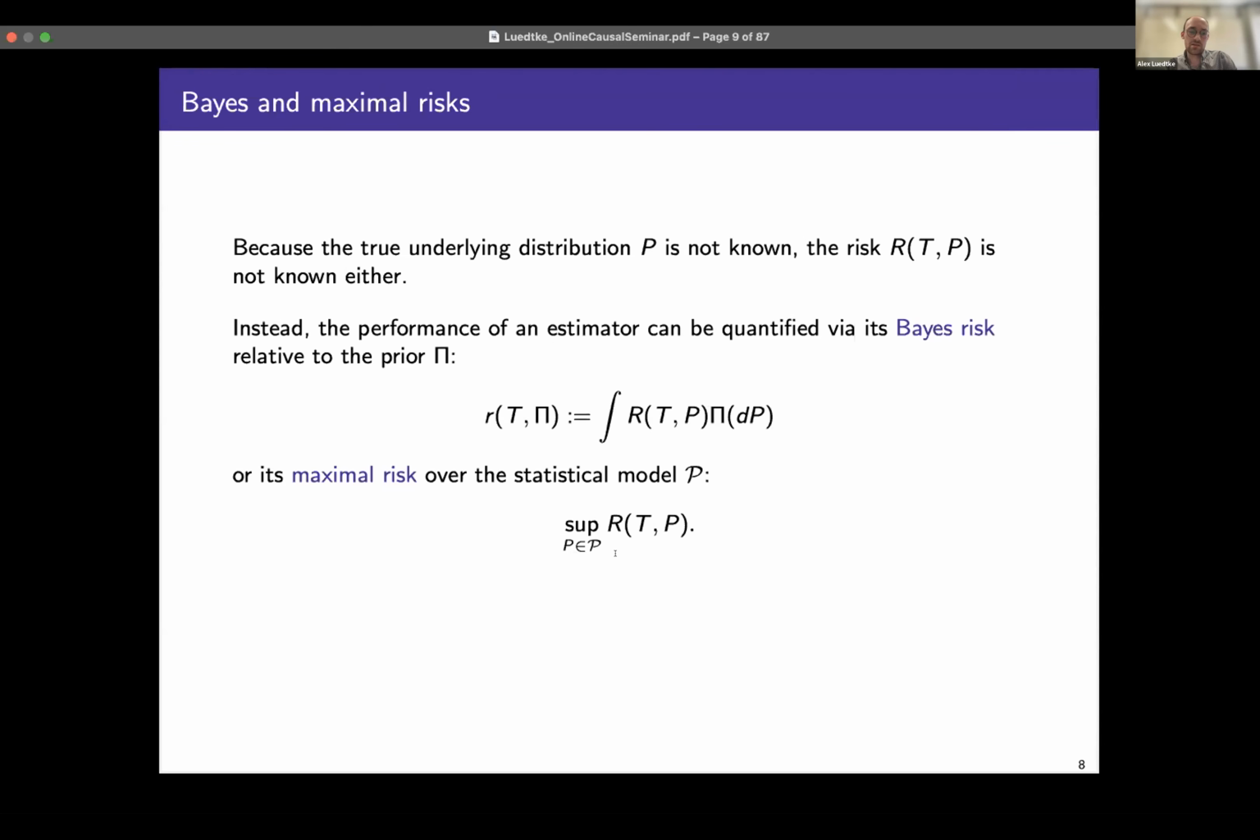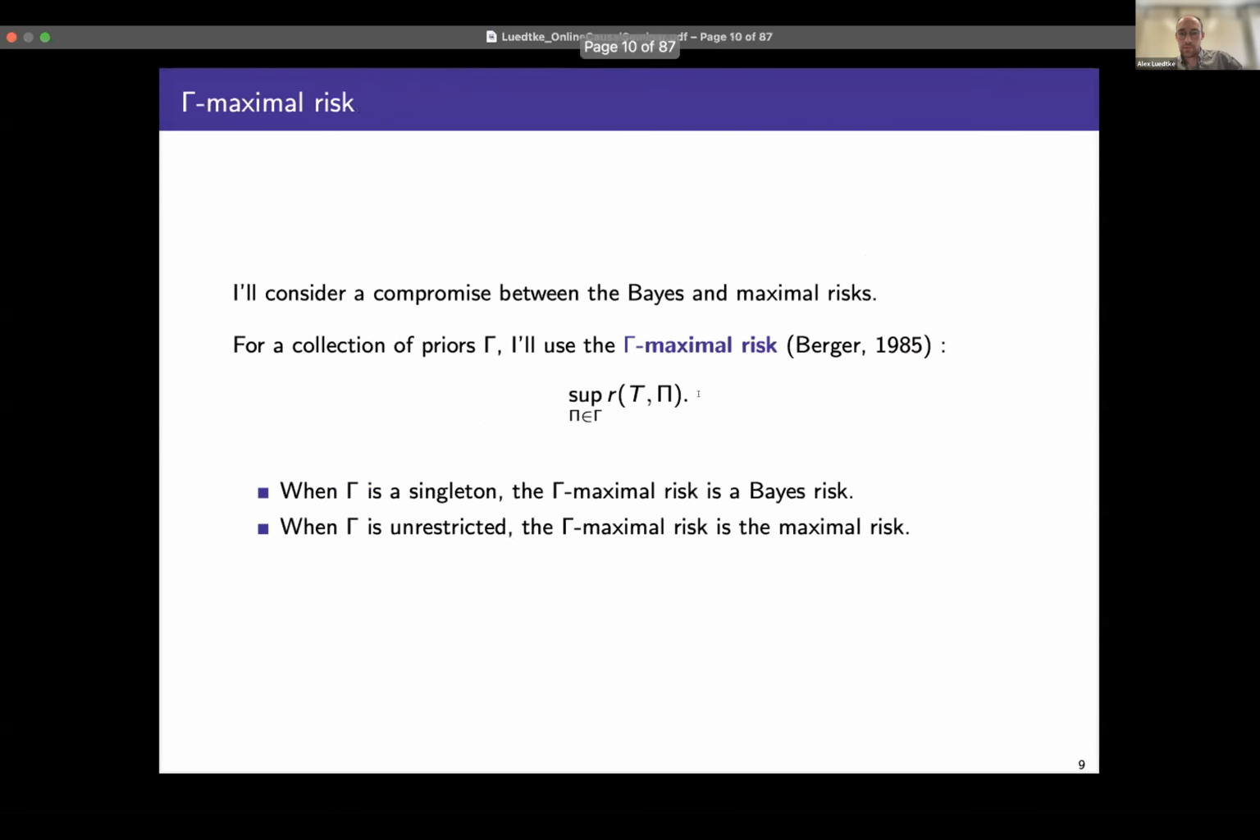Okay, so the maximal risk can be a bit conservative because your performance can at times be driven by optimizing for the worst case. And optimizing for the Bayes risk can lead to poor performance in certain areas of the model because you're only guaranteed to do well on average. And so if you don't have strong prior knowledge that allows you to specify a prior over the whole model, the Bayes risk may not be particularly appealing.